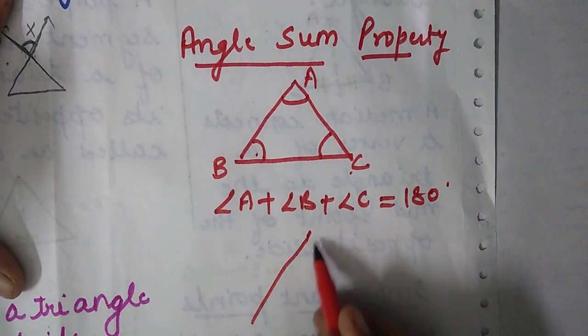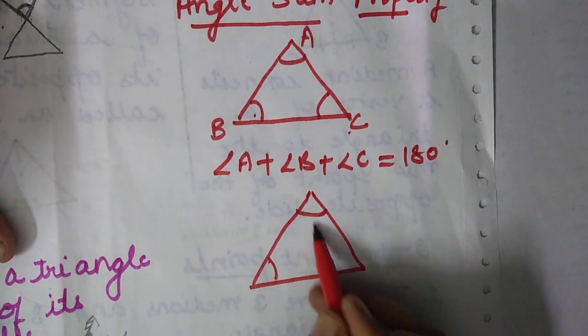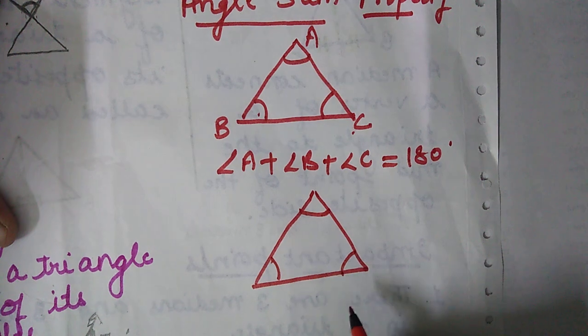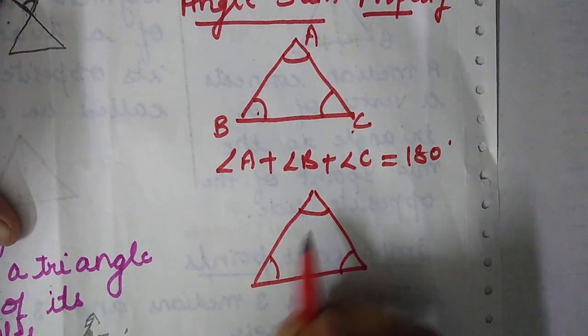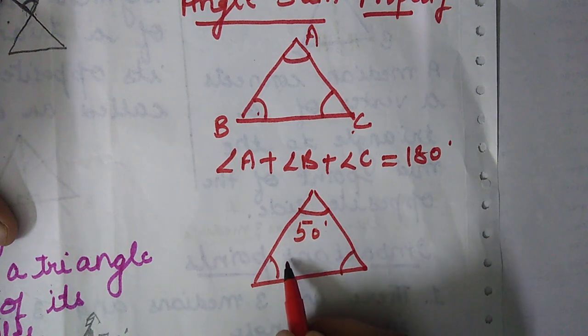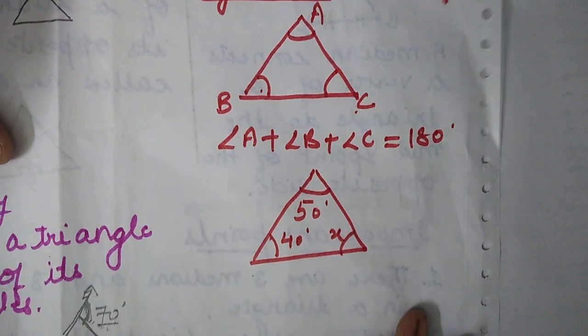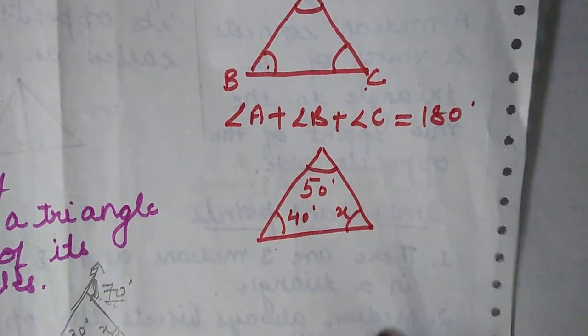Whenever you are given two angles, using the exterior angle property you can find the third one. Let us take an example. Take this as 50 and this as 40 degrees, and you have to find x. In this case, you can apply the angle sum property for finding x.